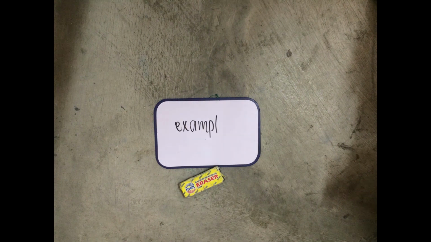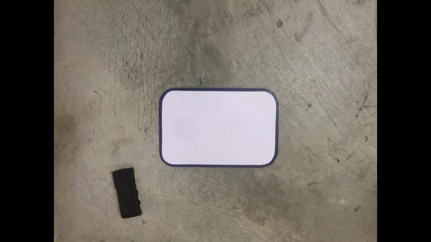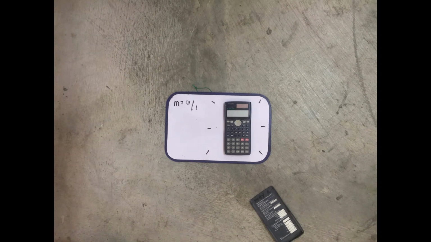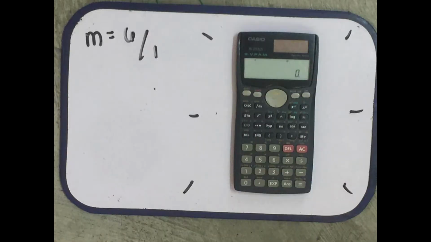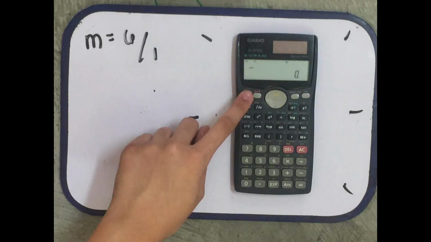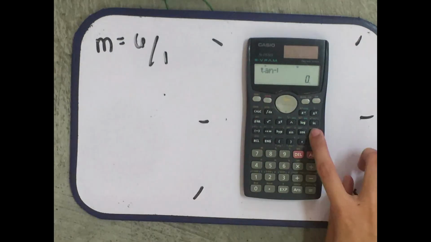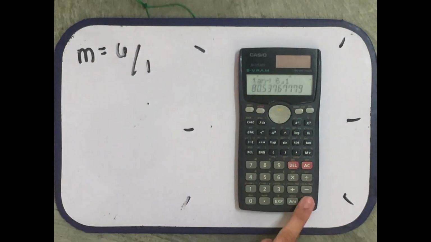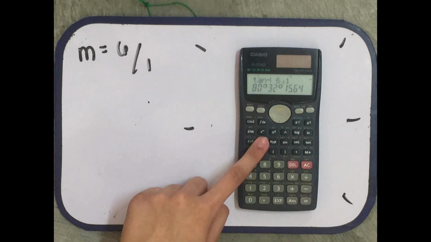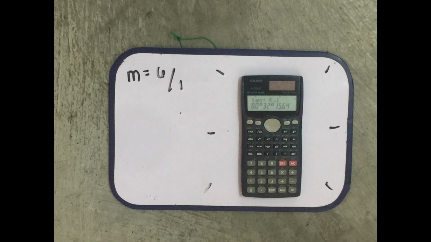For example, you are given the slope of 6 over 1. We need to use a calculator in order to find the angle. Press Shift and Tangent, then enter the fraction 6 over 1. You should be able to get 80.53. Press the degree symbol and your final answer should be 80 degrees, 32 minutes, and 15.64 seconds.